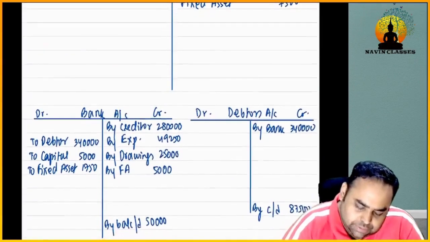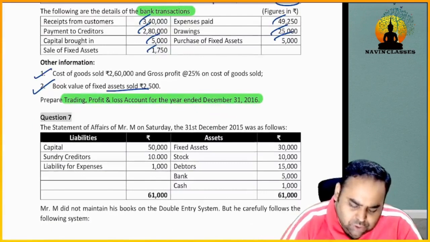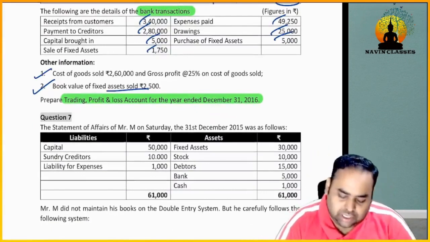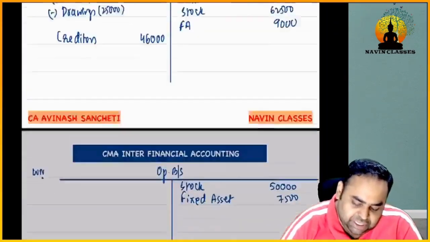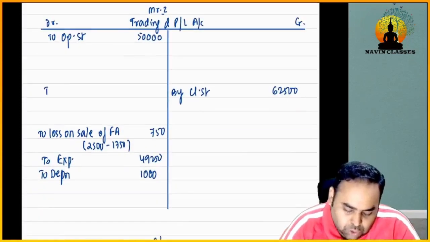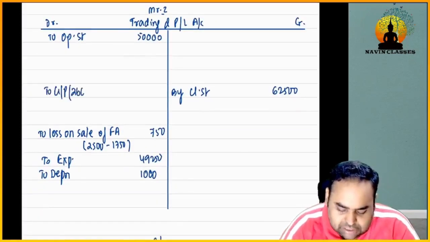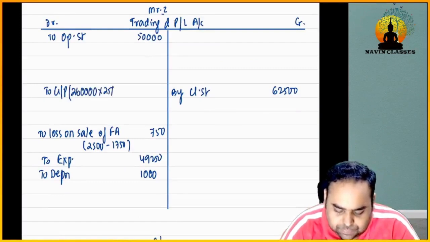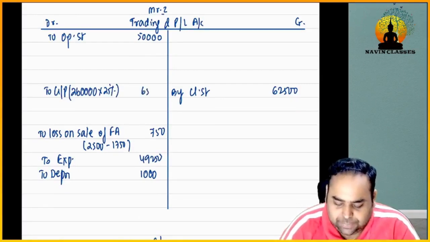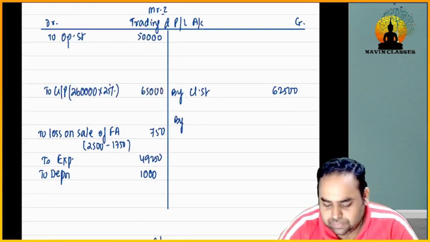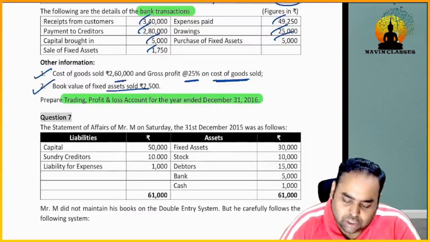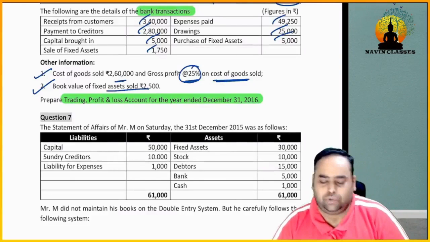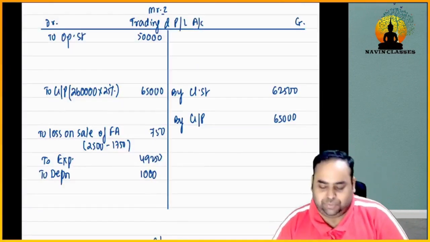Let's move ahead. Then the last part of the question says cost of goods sold is 2,60,000. And the GP here is 25% on the cost of goods sold. So first I can write GP, gross profit, that is 25% of 2,60,000. Therefore, 25% of 2,60,000 is 65,000. GP is taken as 65,000.